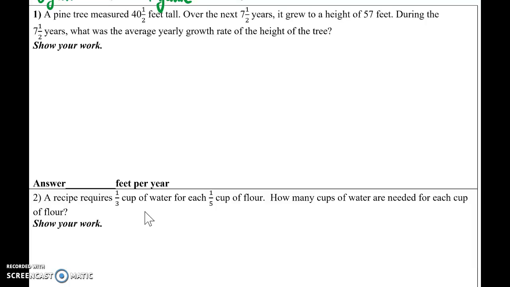All right, so let's highlight some key information in the problem. So the pine tree measures 4.5 feet tall, so it's starting at 4.5 feet tall. Over the next 7.5 years, it grew to a height of 57 feet. Right? During the 7.5 years, what was the average yearly growth of the height of the tree?